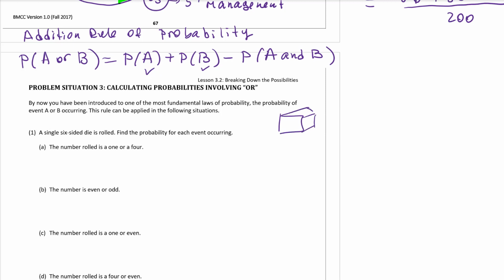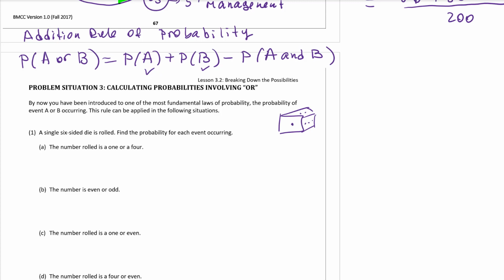It has 6 faces. We have numbers from 1 to 6 written on it. Probability of getting any face is going to be 1 out of 6. There are 6 chances of success, 6 different numbers, and one of them is considered to be a lucky one, or the success. Now let's look at this and count the successes.